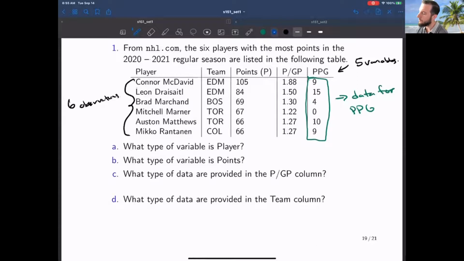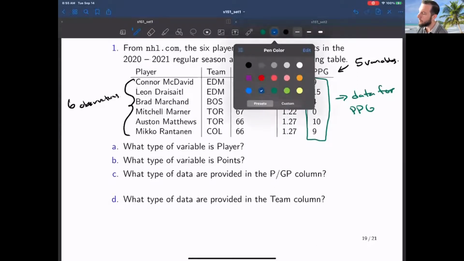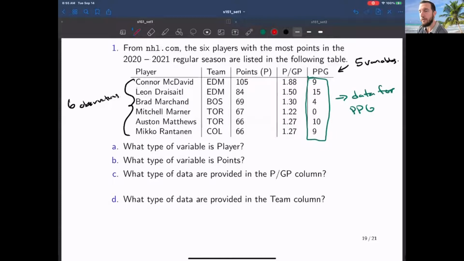All right, so there's a few questions here that correspond to this particular data set. So what type of variable is player? Okay, well, player is going to be a qualitative variable because a name of a person is essentially a label that defines the person, and it's clearly not quantitative. So the qualitative variable would be the logical choice to describe this.